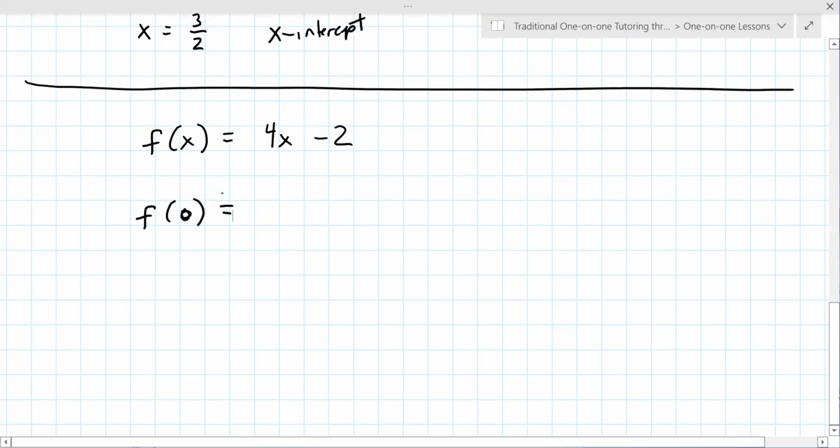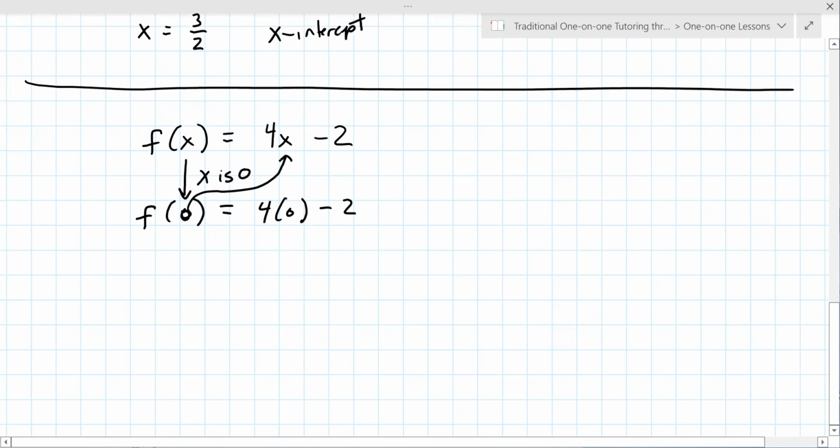Right, so that's the mistake. That's the common mistake that students make. This means that x is 0. So wherever you see an x, you put in the value of 0. So I would do f of 0 equals 4x minus 2. Yeah, but you're putting 0 in for x. Oh, okay.